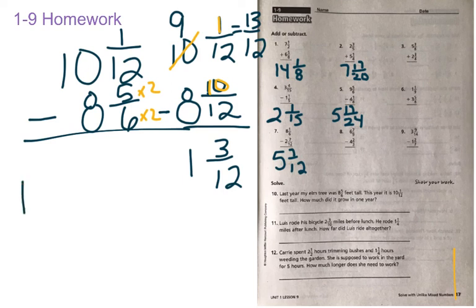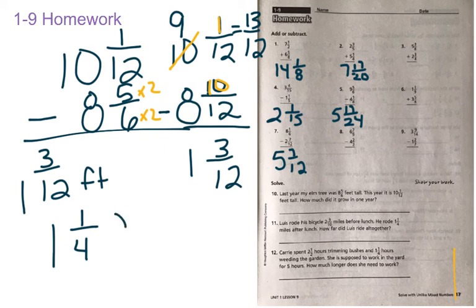1 and 3/12 feet. Now, you could also reduce that fraction. And if you reduce that fraction, we know that 3 can go into 3 and 3 can go into 12. So your answer is going to be 1. Your whole number stays the same. And 3 can go into 3 once. And 3 can go into 12 4 times. And so 1 and 1/4 feet would also be an acceptable answer. So if you don't reduce, that's fine. If you can, great, but you would get credit for either one of those two answers.